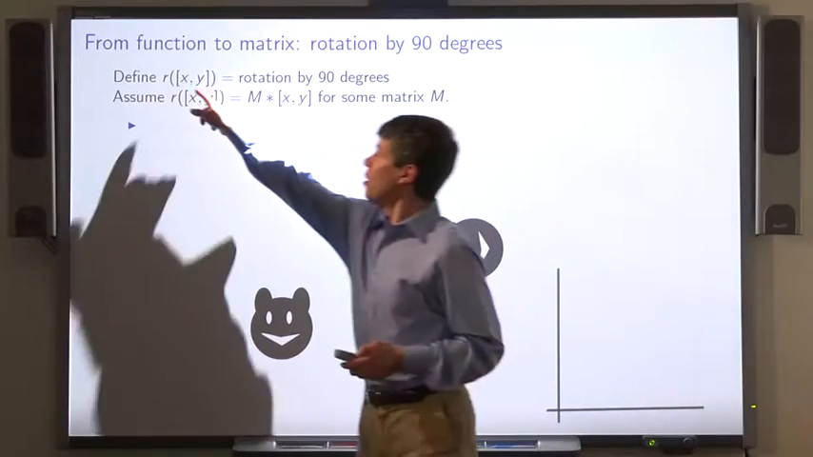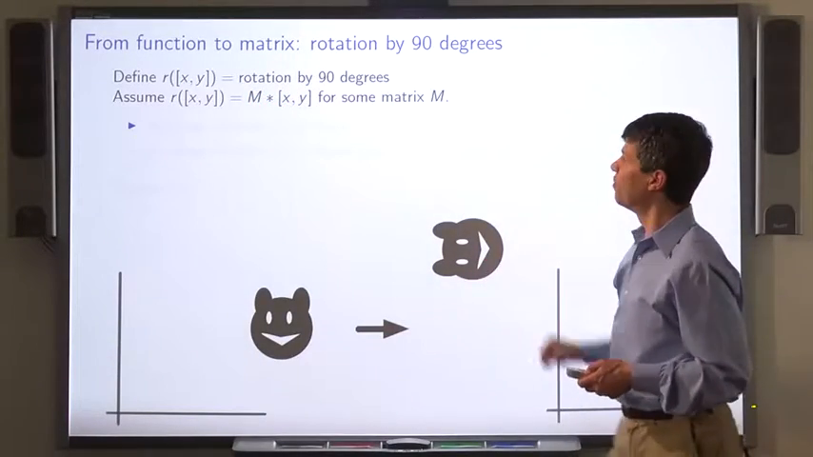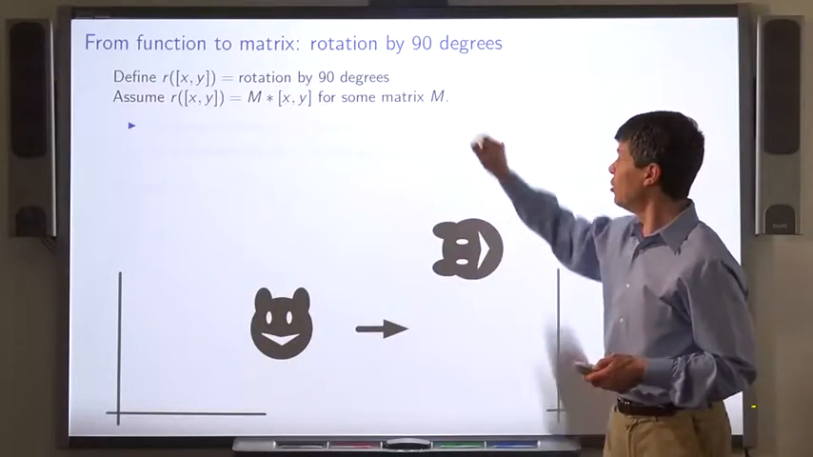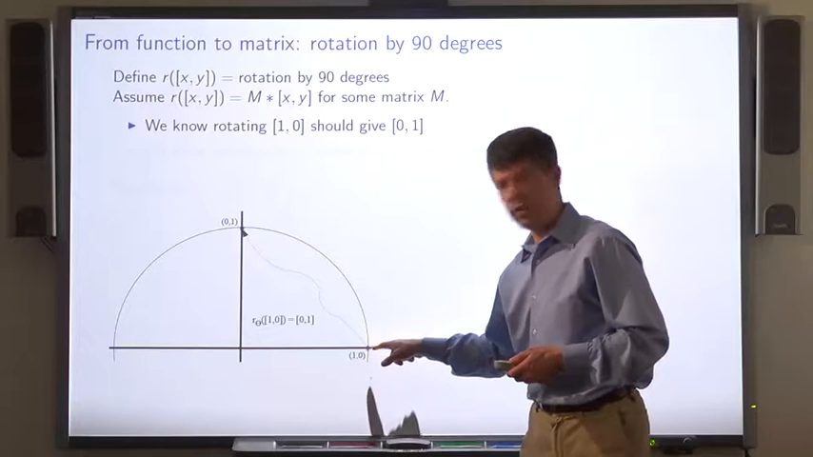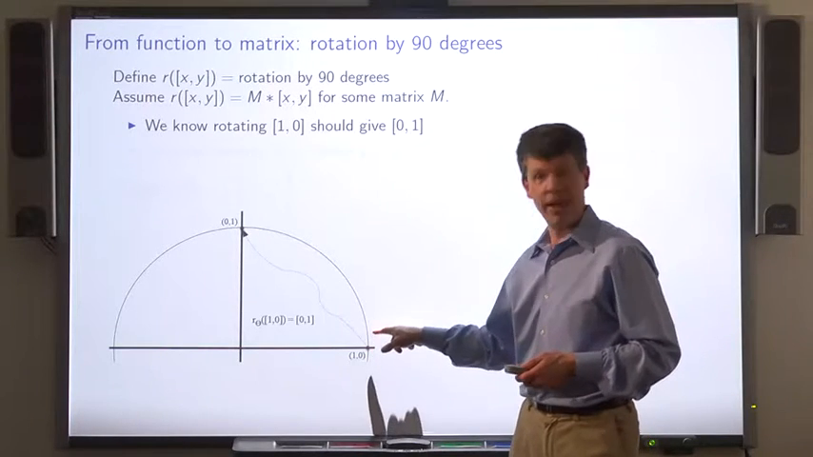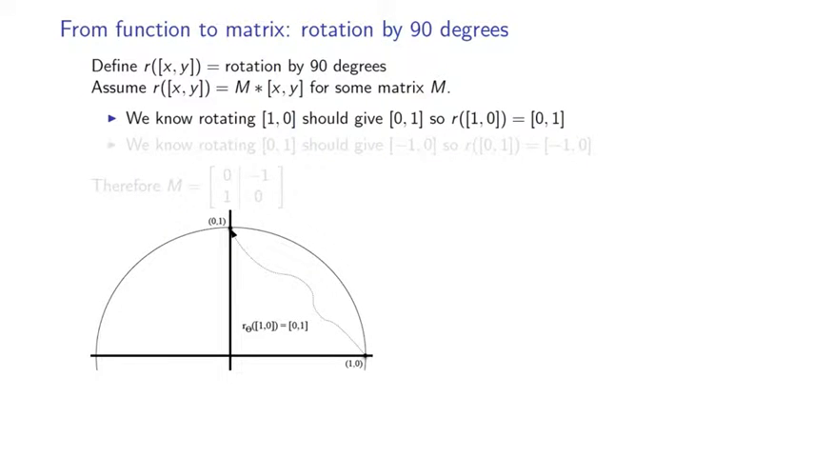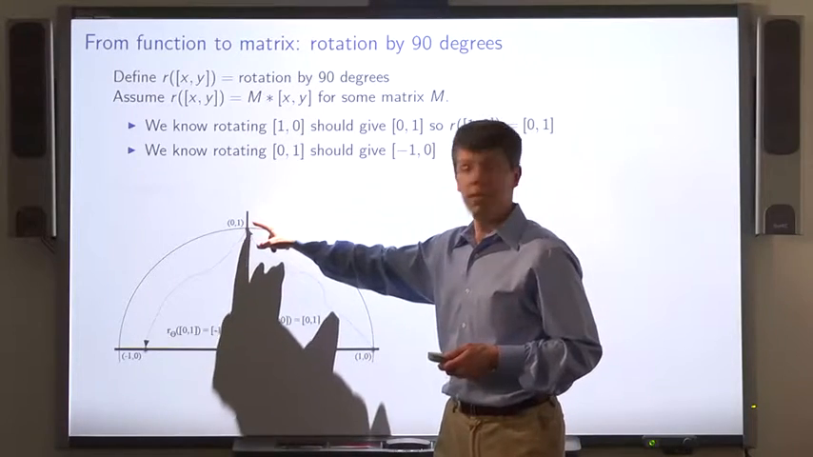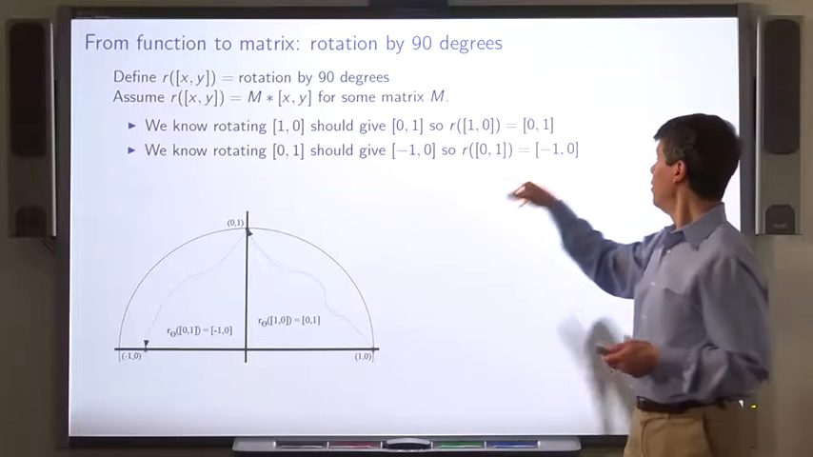So let R be the function that rotates a point (x, y) by 90 degrees, like this. And we assume that R can be defined by matrix vector multiplication for some matrix M, and we'll try to figure out what the entries are. Now we know that rotating the standard generator (1, 0) by 90 degrees gives us (0, 1). So the function should map the first standard generator (1, 0) to (0, 1). And we know that rotating the second standard generator (0, 1) by 90 degrees should give us (-1, 0). So the function should map (0, 1) to (-1, 0).